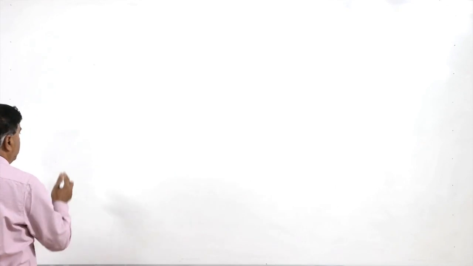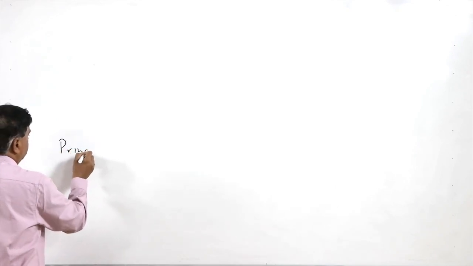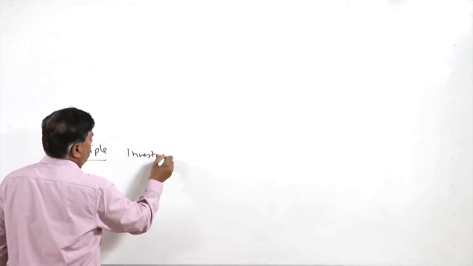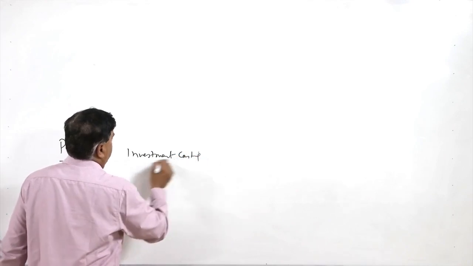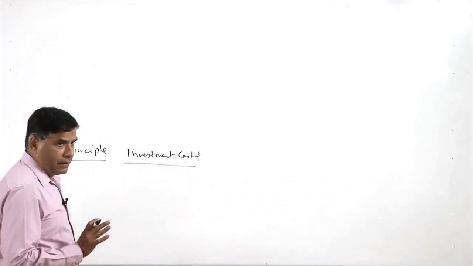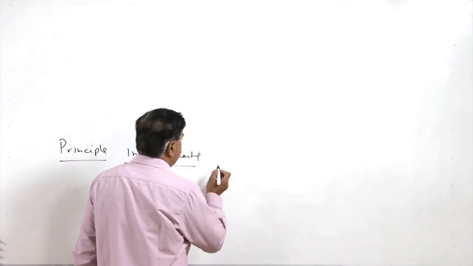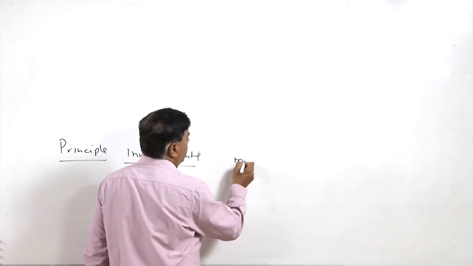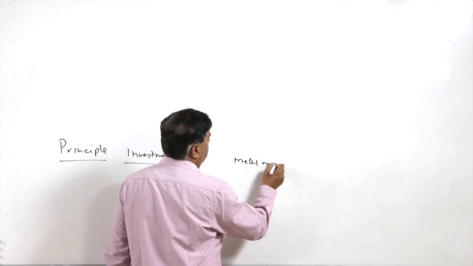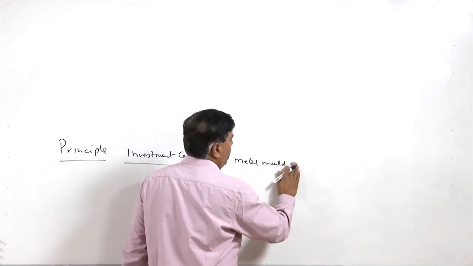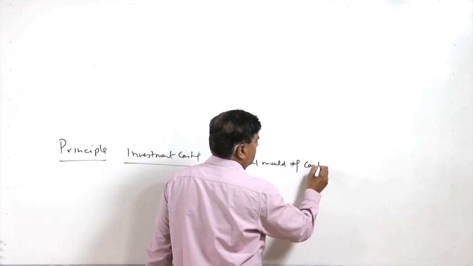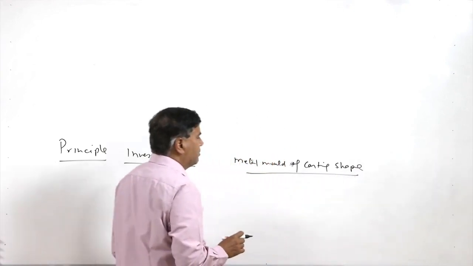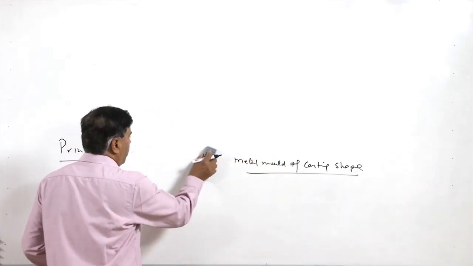So, we will be going through the principle of the investment casting process. In this casting process, first of all we need a metal mold of the casting shape, meaning a cavity having the shape corresponding to the casting which is to be produced.